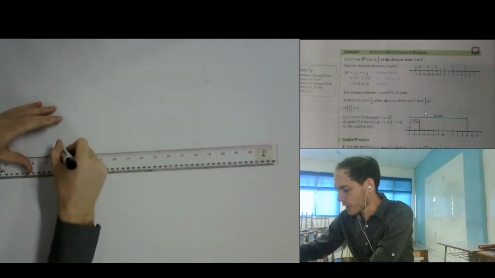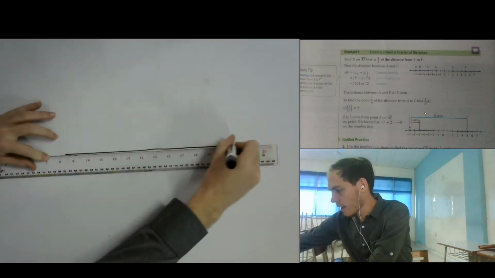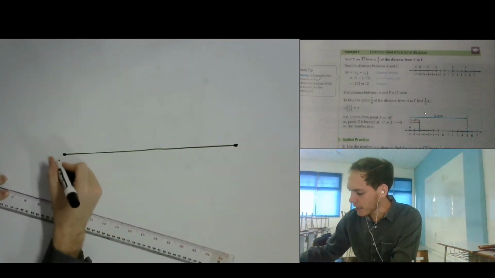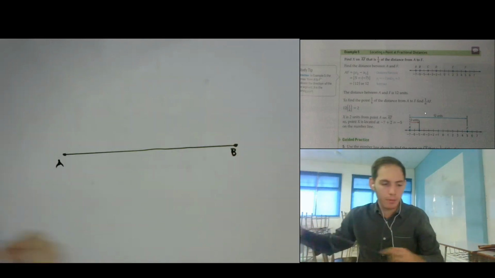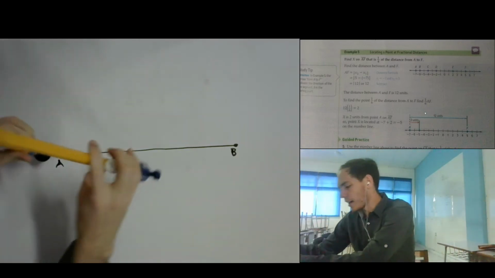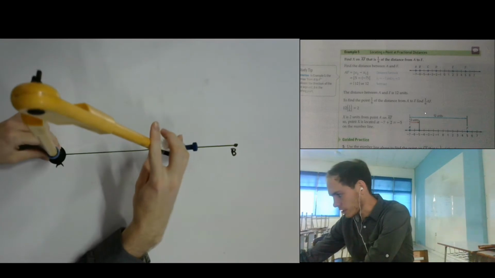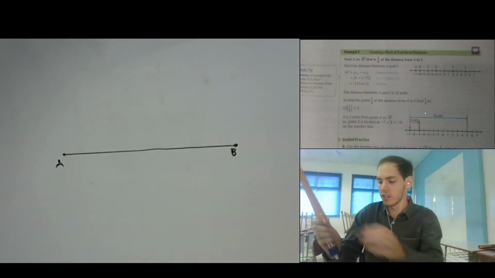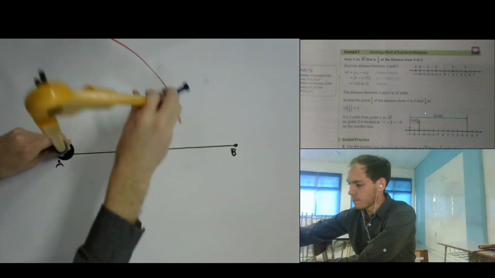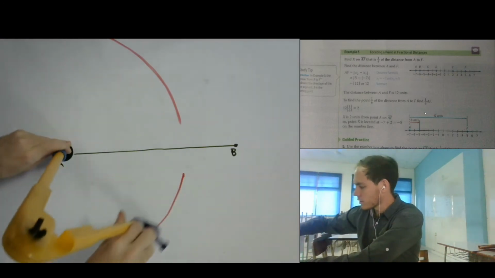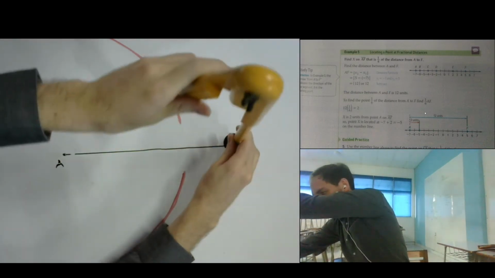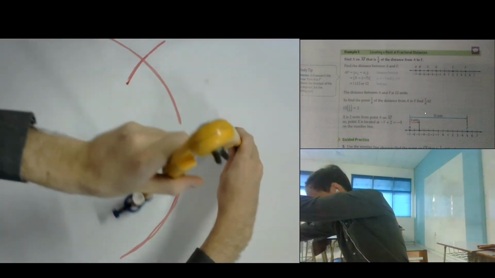First step, take a straight edge and have your line segment. Now, I'm going to take segment AB. To construct a perpendicular bisector, we must take our compass and measure out from one endpoint more than half the distance. It doesn't matter so long as it's more than half the distance. Then we make two arcs, one on top and one on bottom. Then you go to the other endpoint and do the exact same thing.